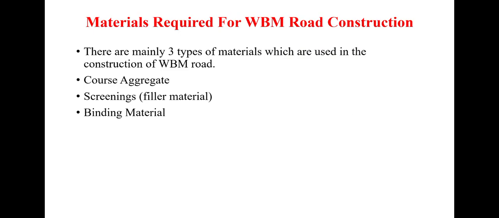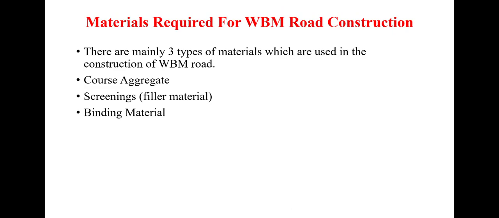So what are the materials required for the construction of this water-bound macadam road? Generally three types of material are used: coarse aggregate, screening, that is filler or small aggregates, and the binding material. It may be any material, either cement or bitumen, anything as the binding material.